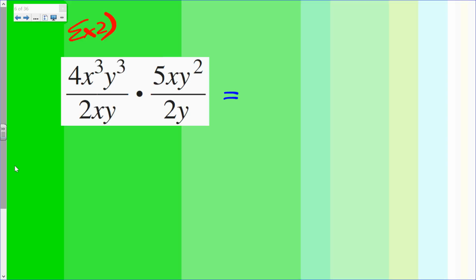Numerator times numerator, denominator times denominator. That's how we multiply fractions. Right? Here we go. 4 times 5, the coefficients. Coefficient times coefficient, what's 4 times 5? 20. 2 times 2. Cool.